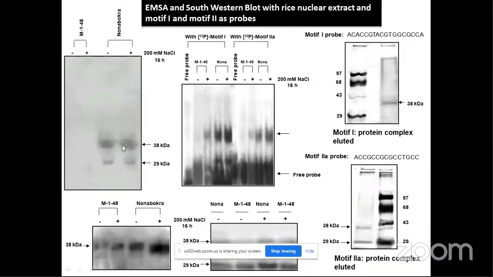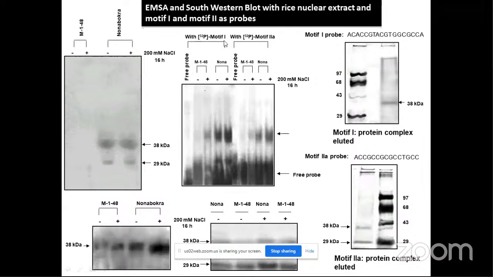Similarly, if you do a southwestern blot, you can again see two complexes. One is a 38 kilodalton protein and another is a 29 kilodalton protein. Now we are sure that the other protein is probably 29 kilodalton, that we are quite sure. And even when you elute the protein from this complex and go for silver staining, okay, I missed out one thing here.